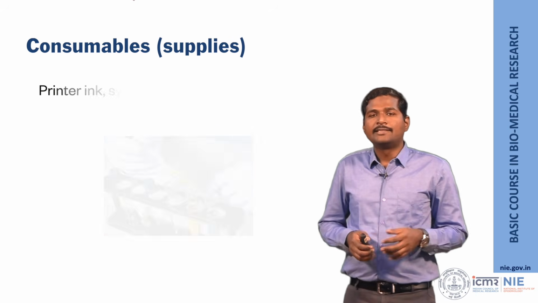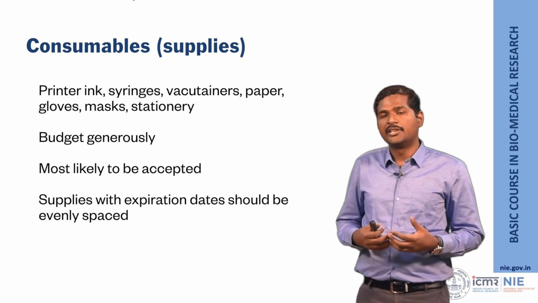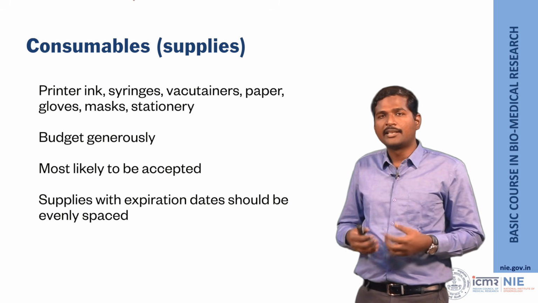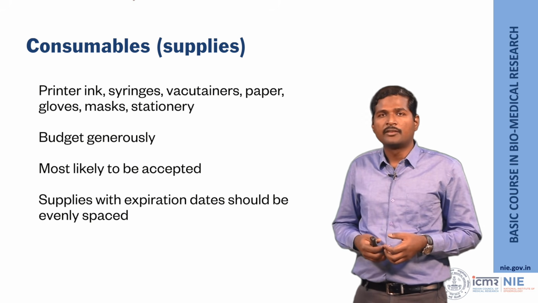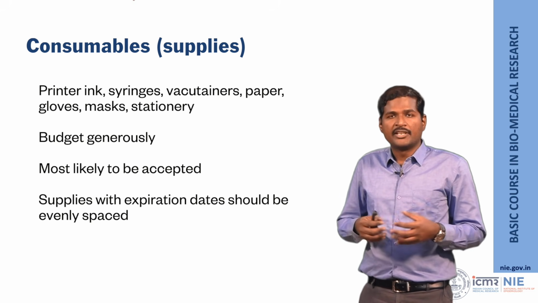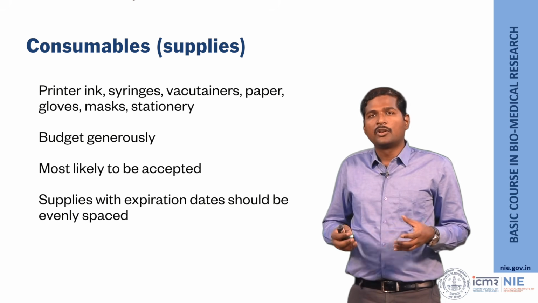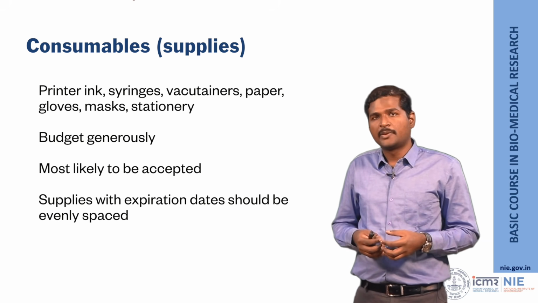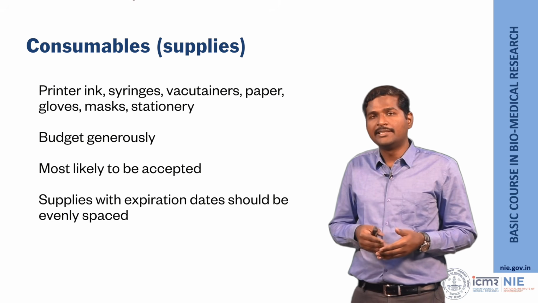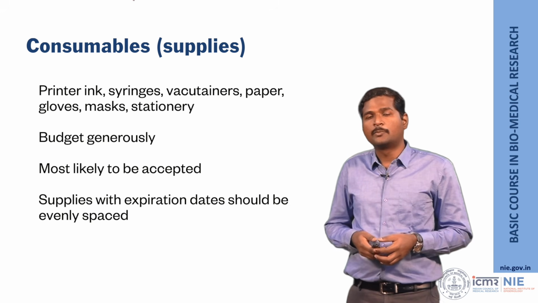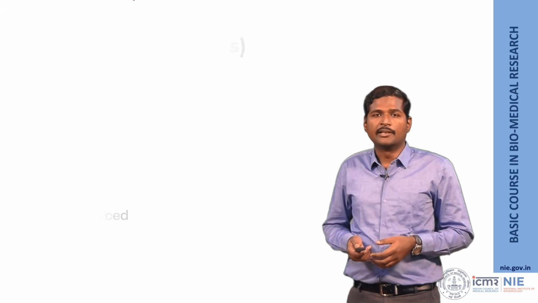So these are items like printer, ink, syringes, vacutainers, paper, gloves, mask, stationery. These are items which are frequently bought for the project. Budget generously, these are most likely to be accepted without any cuts. If you are going to buy supplies which have an expiration date, please make sure to buy these items evenly spaced out over the project period so that they don't get expired before the project is completed.